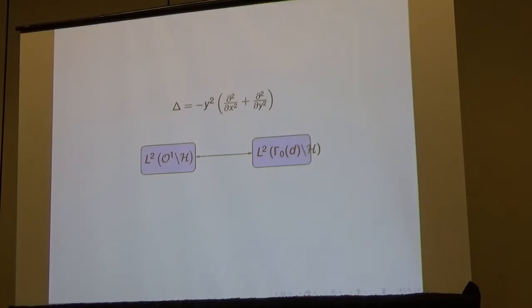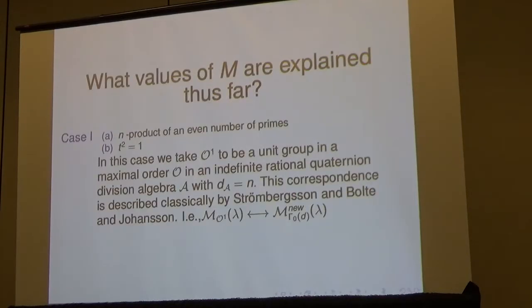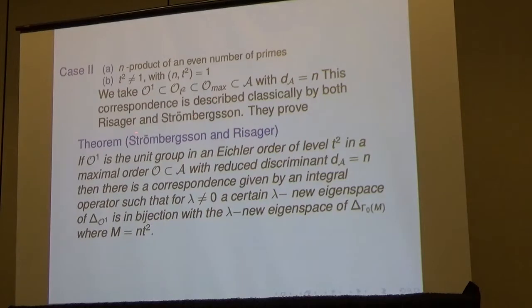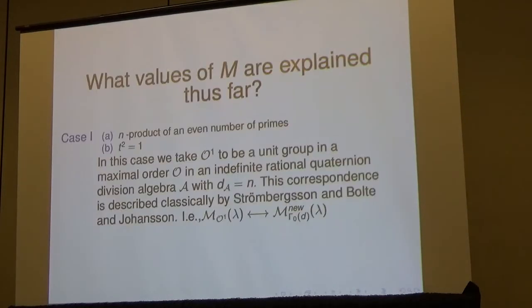So in the following cases, in all of them, I'm working with an indefinite rational quaternion algebra, because that's the one from which you derive the co-compact arithmetic group. Yes, it's actually quite interesting.